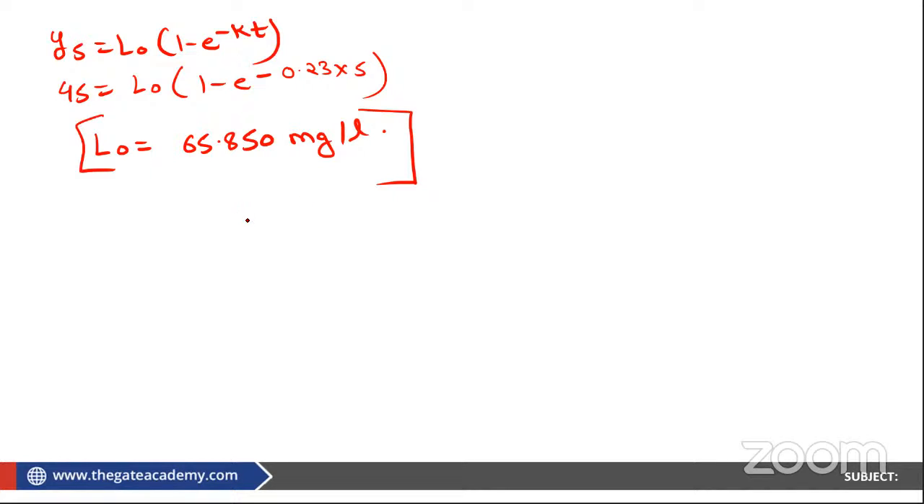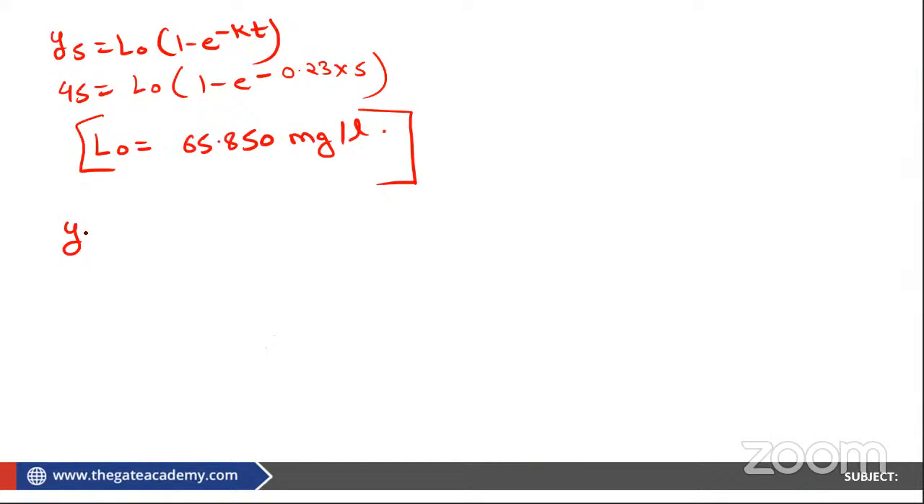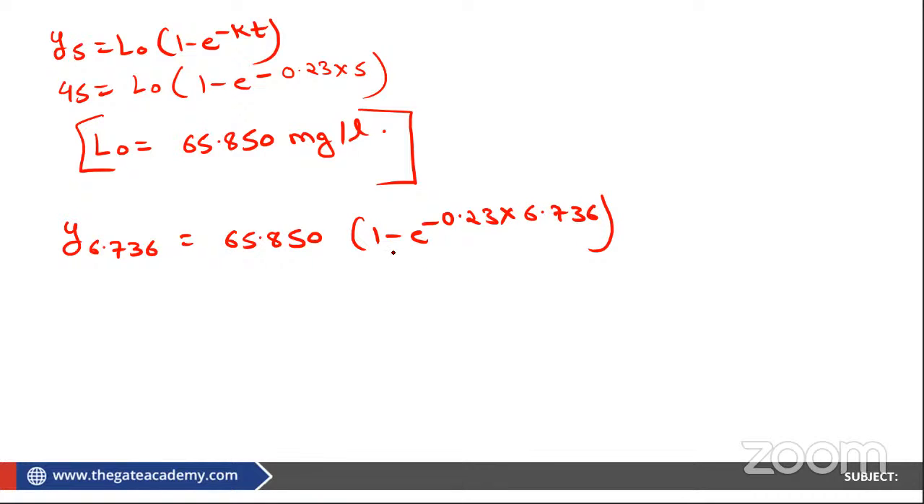Now we have to find the BOD from the starting, that is at time t equals 0. So from time t equals 0, we will have 5 days of BOD up to this mixing point, and we will require 1.736 more days to travel a distance of 20 kilometers. So what will be the total time? 5 plus 1.736, it will be equal to 6.736 days. So it will be equal to L naught, that is 65.850, into 1 minus e to the power minus 0.23 into 6.736. Just solve it. You will get the final answer of BOD, which will be equal to 51.863 milligram per liter. That will be the BOD of that water after 20 kilometers of distance.